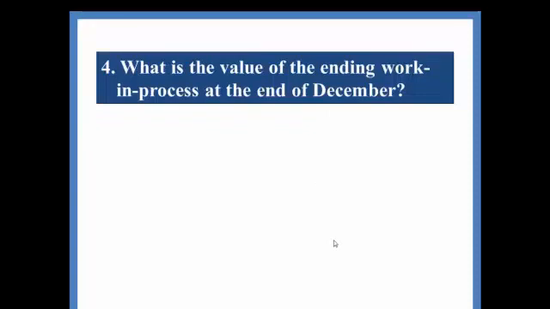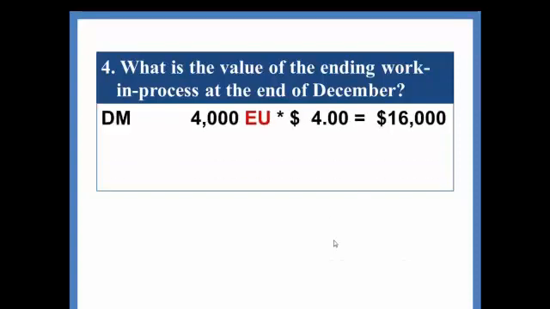4. What is the value of the ending work in process at the end of December? Now recall that we had 4,000 units, but we can't assign $26.50 to each one of these units because they are not finished. $26.50 is the cost of a finished unit. So the 4,000 units are 100% complete as to materials. So we'll take 4,000 equivalent units times $4, the cost per equivalent unit for materials, and we will assign $16,000 to the ending work in process for materials.